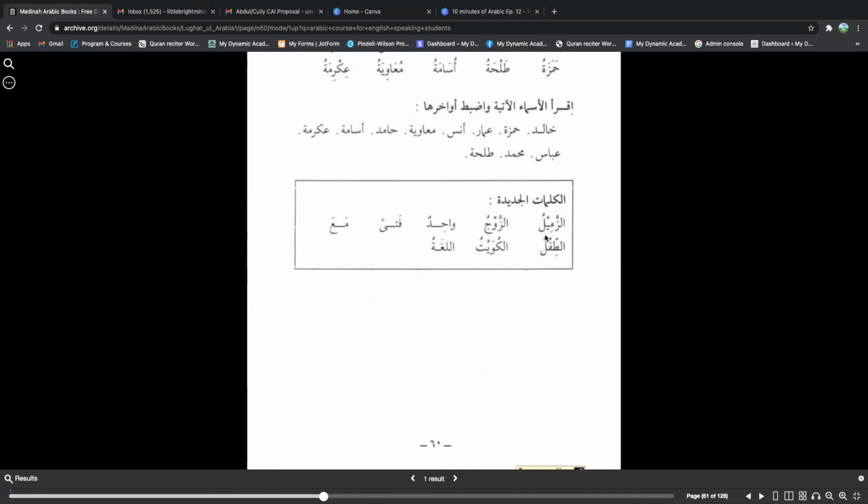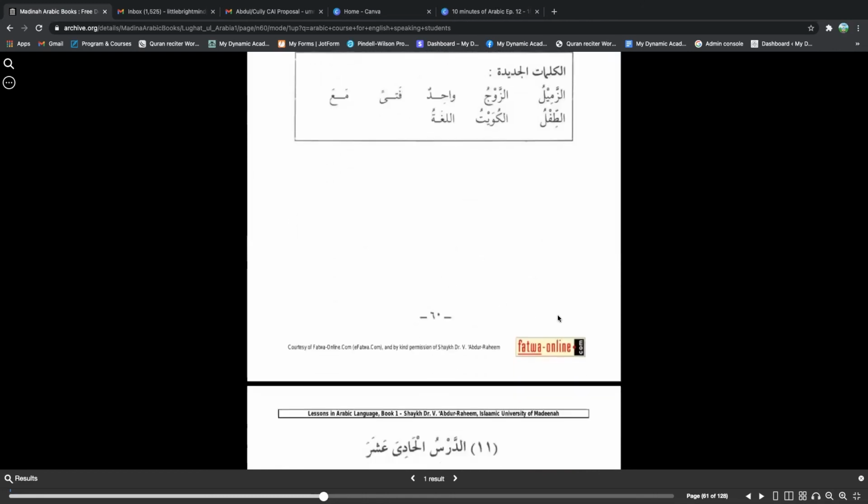Al-Kalimat al-Jadida, new words. Al-Zamilu, colleague, classmate. Al-Zawju, the husband. Wahidun, one. Fatan is a young man, a youth. Ma'a, with. Tiflun, the baby, or the young child. Like tiflun is going to be baby, toddler, in that range. And Kuwaitu, the country, Kuwait.